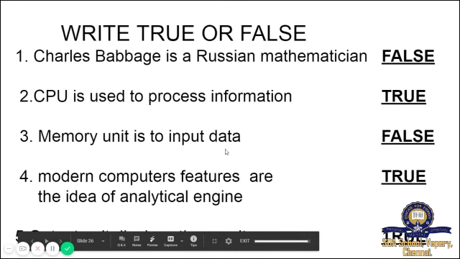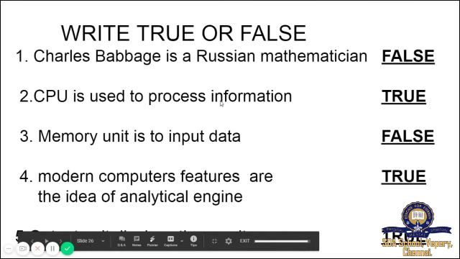Now we have to do true or false questions. Write true or false. Charles Babbage is a Russian mathematician. I told you he is not a Russian mathematician. He was a British mathematician. So the statement is false.